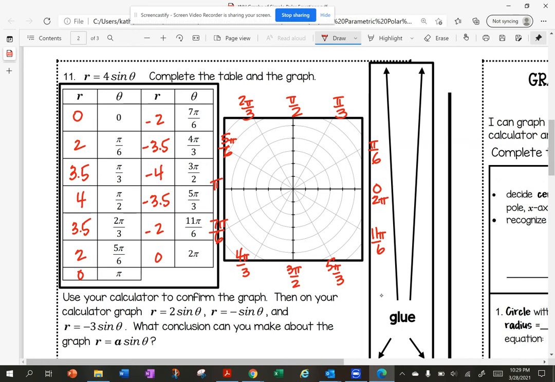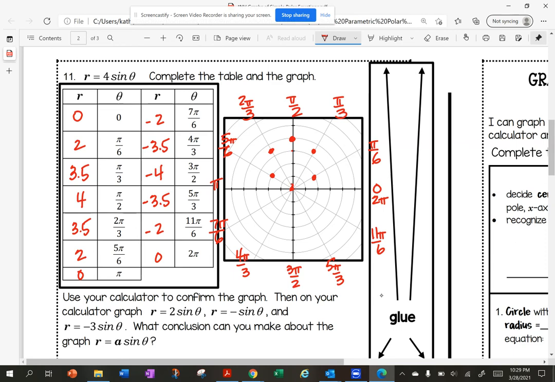So at 0 degrees, my radius is 0. At pi over 6, my radius is 2. At pi over 3, my radius is 3.5. At pi over 2, my radius is 4. At 2 pi over 3, my radius is 3.5. At 5 pi over 6, my radius is 2. And at pi, my radius is 0.